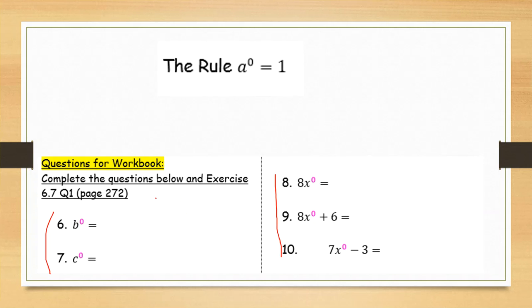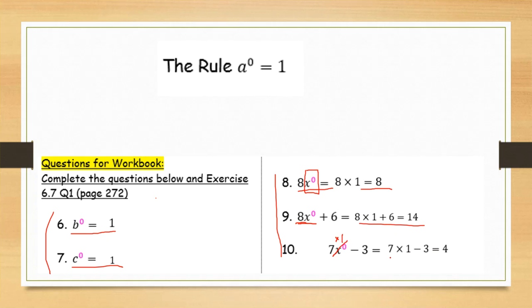All right, starting with the answers. B to the power of 0 equals 1. Question 7, C to the power of 0 also equals 1. This bit equals 1, so it's 8 times 1, which is 8. So this part is 8 plus 6 is 14. This one here, this part is 1, so we get 7 times 1 minus 3, which is 4. 7 take away 3 is 4.